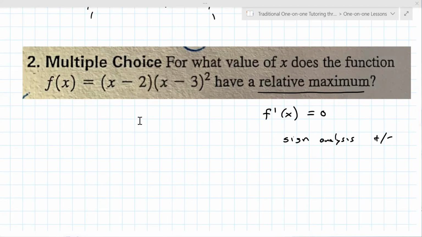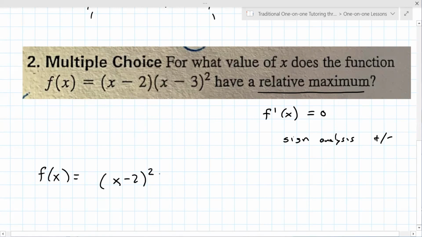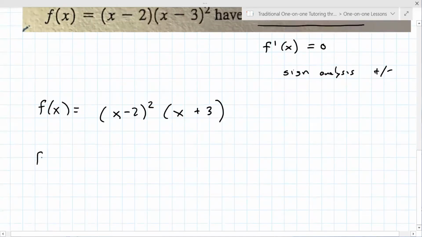Do you want us to do this one or one like it? One like it, maybe. Okay, so f of x equals x minus 2 squared times x plus 3. That should be okay. All right, take a derivative. So you have the x minus 2 squared times the derivative of this, that is just 1.